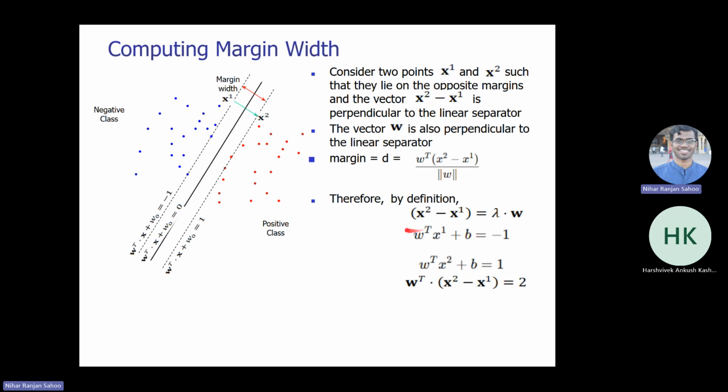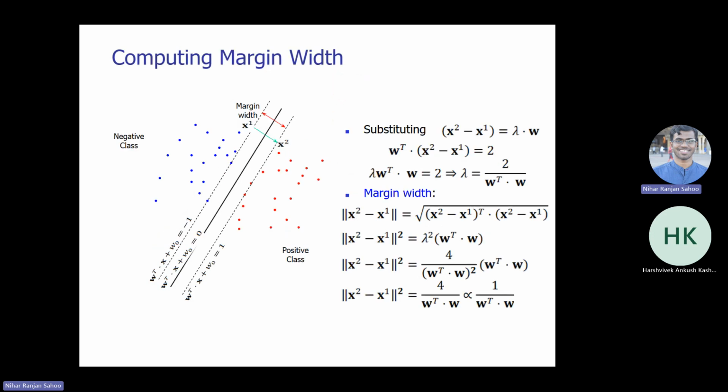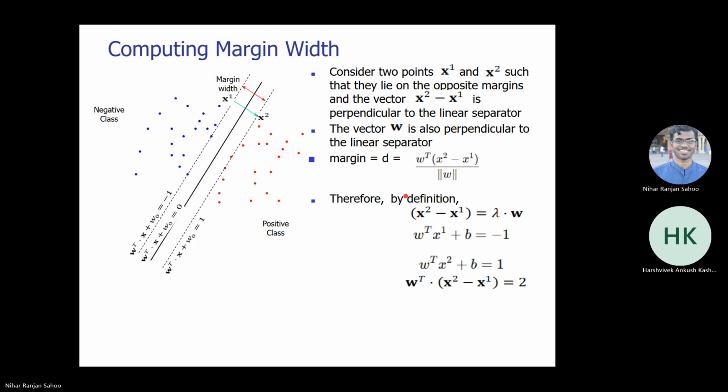By definition, x2 minus x1 is parallel to W, meaning it is some lambda multiplied by W. We know for the x1 class it is -1, and for the x2 class it is +1. If you subtract these two equations, it gives us W transpose (x2 minus x1) equal to 2. We also know that x2 minus x1 is parallel to W. So what we figured out is one equation: W transpose (x2 minus x1) is equal to 2. This is one equation we got.